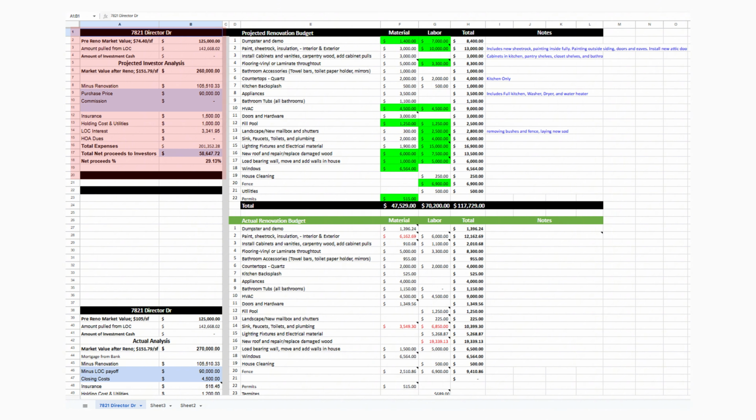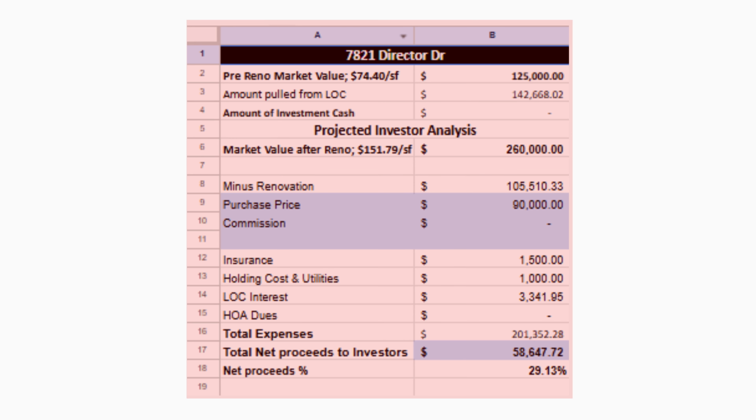And as you can see on the far left, I have a projected investor analysis. How much is this house going to cost me to fully renovate? That's including the purchase price, the renovation, and if there's any commission involved. Usually if I'm buying something off market, there is no commission. If there's any insurance costs, what is that going to look like? Holding costs and utilities. I personally use lines of credit to purchase properties, so that interest counts. And then I have total expenses, potential net proceeds, as well as the percentage.